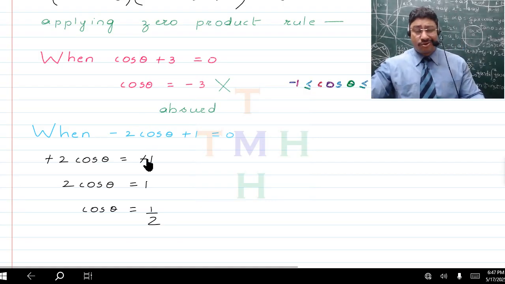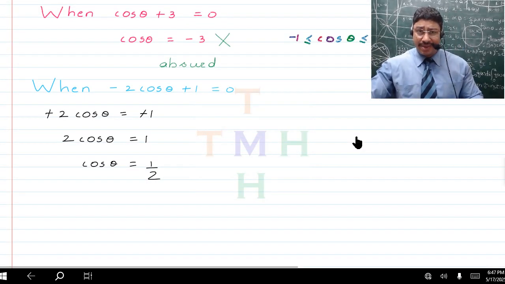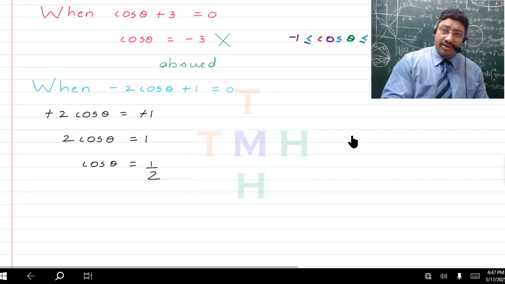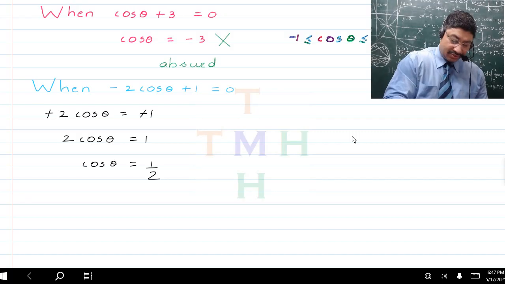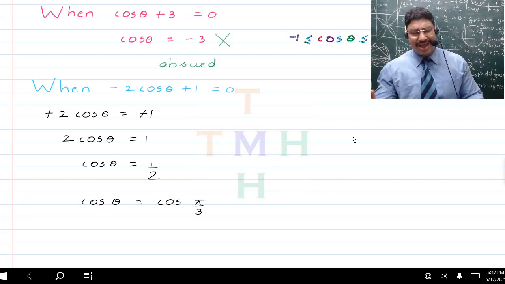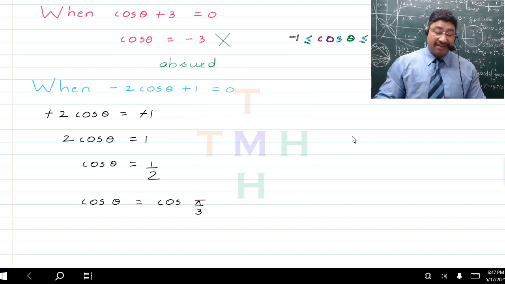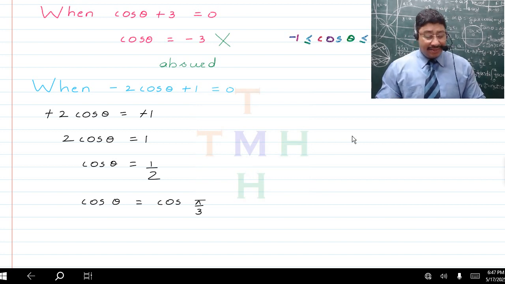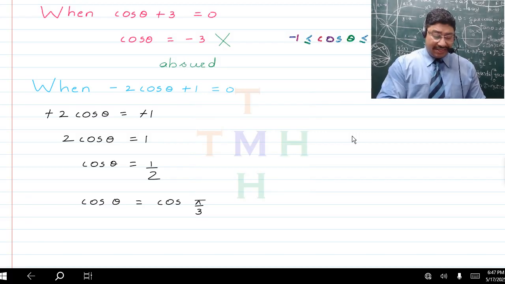As such, cos theta is going to become equal to 1 upon 2. Now, when is it that cos theta is equal to 1 upon 2? That is when it is 60 degrees, or in other words, pi by 3 radians. So here you can say that cos theta is thus equal to cos of pi by 3 radians, right? Radians, you either write it or you don't write it, doesn't matter. If you have not written it, it automatically means that this angle is in radians. Okay, so cos theta is cos of pi by 3. Thus, you got a principal value, right?